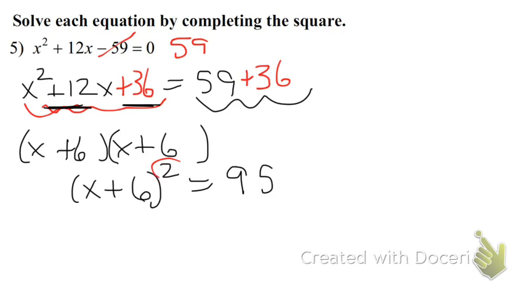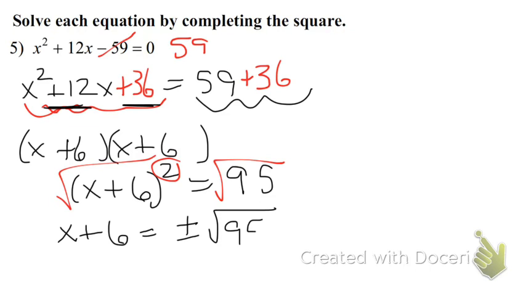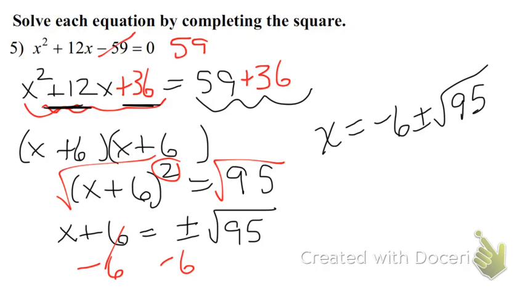Now, to get rid of this square, we have to square root both sides. The square and square root cancel each other out. So x plus 6 equals plus or minus the square root of 95. And now I need to subtract 6 on both sides to get x by itself. Or just move it to the other side and change the sign. So my final answer is going to be x equals negative 6 plus or minus the square root of 95. Now 95, I got to check that, see if I can break that down. 95, I know I can divide by 5. But 95 divided by 5 is 19, and I can't break that down any further. So that one's done.